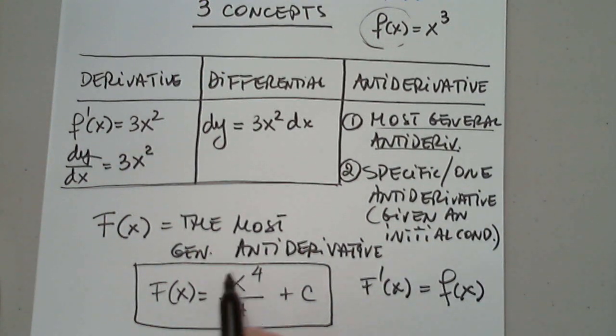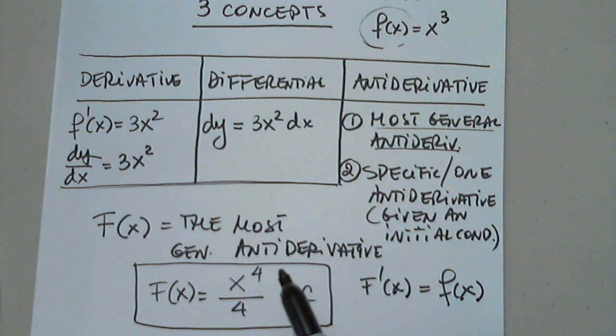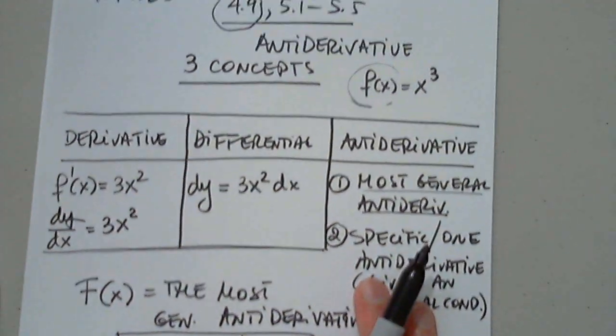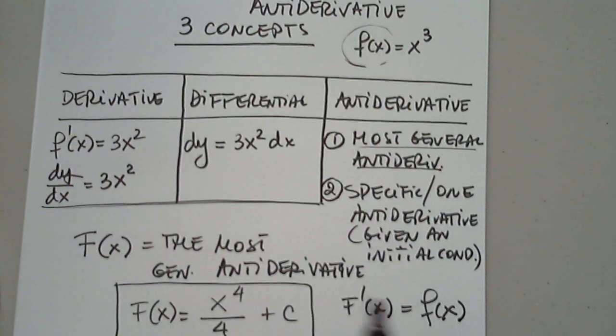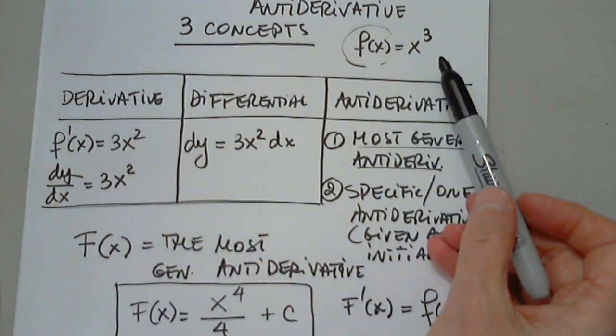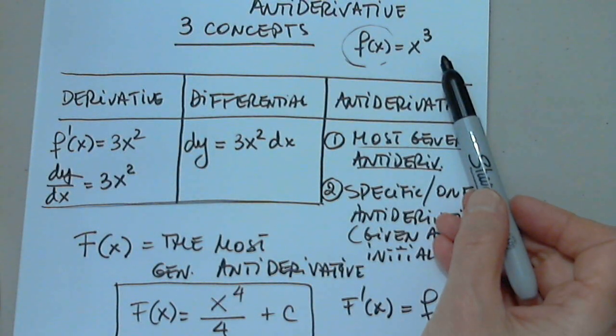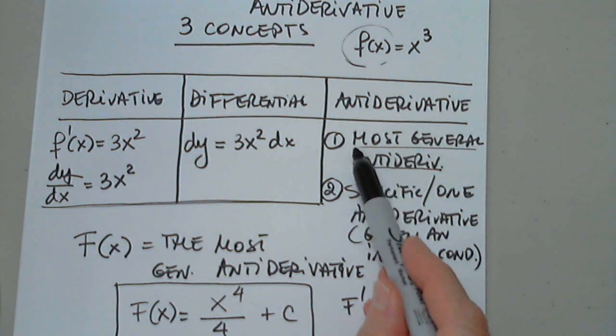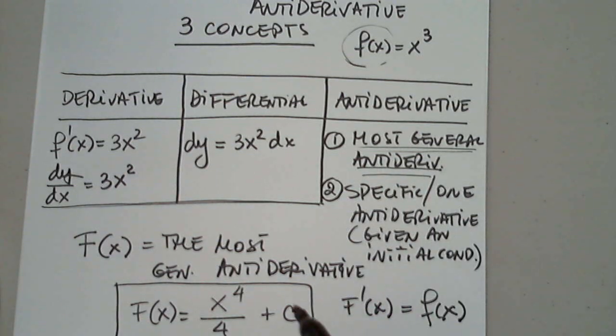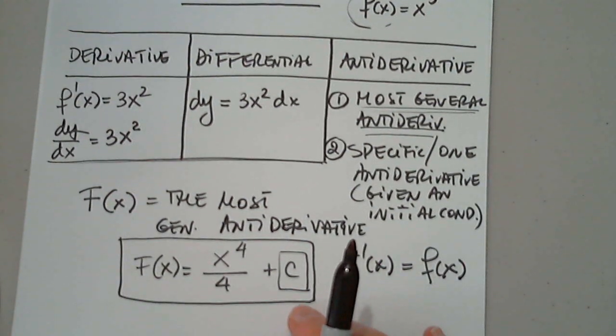So how did I get all this? Well, knowing that if I differentiate this, I will get that. How do I know? Okay, so let's differentiate. 4, which will simplify with 4. Subtract 1 from the power. I get x to the third. Differentiate the constant. I get 0. And I get back that function. So notice that the most general antiderivative has to have a constant. We prefer to call it c.